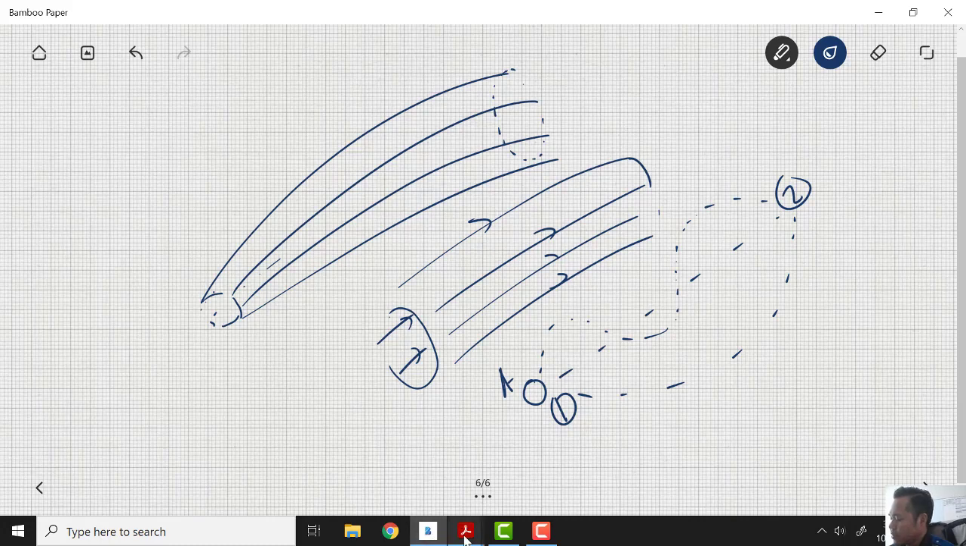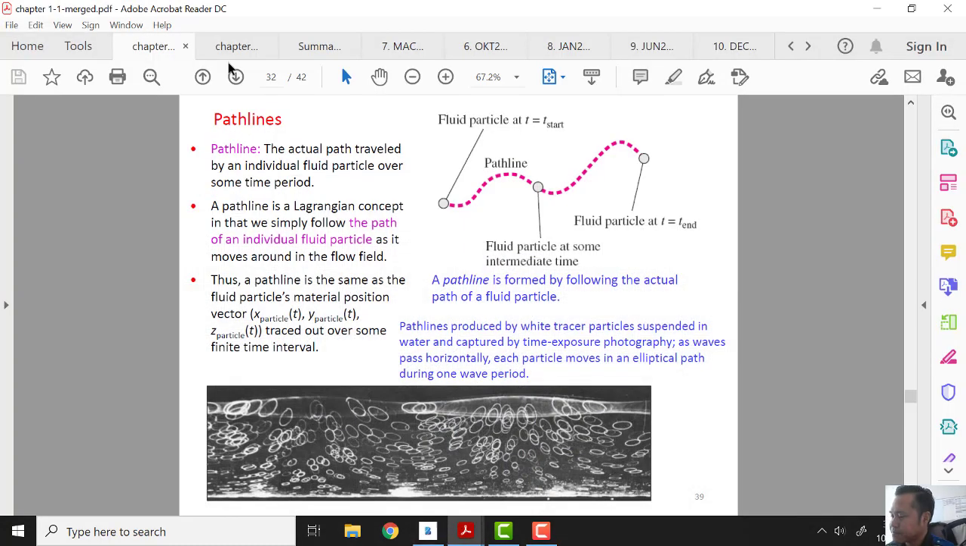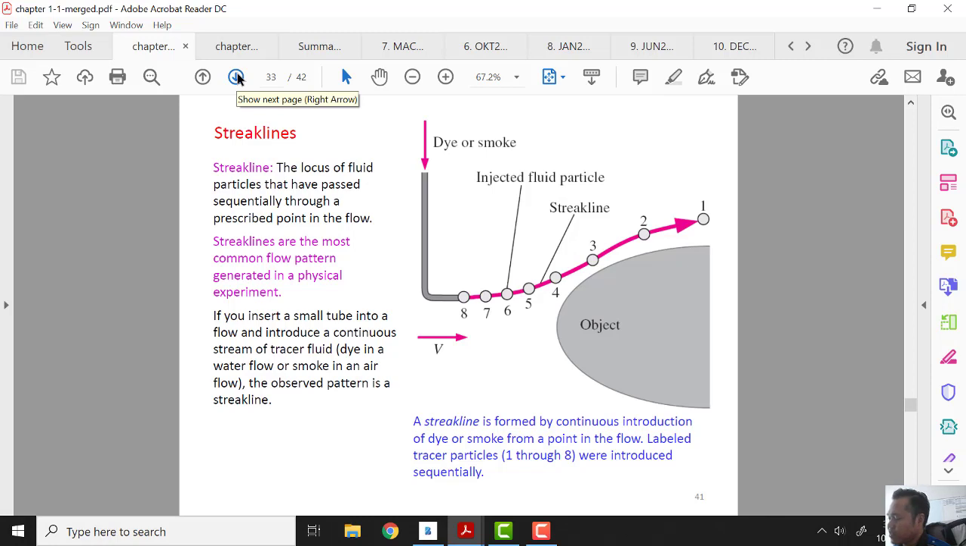Next, we are looking at the streak line. What is a streak line? The locus of fluid particles that have passed sequentially through a prescribed point in the flow. Very simple.